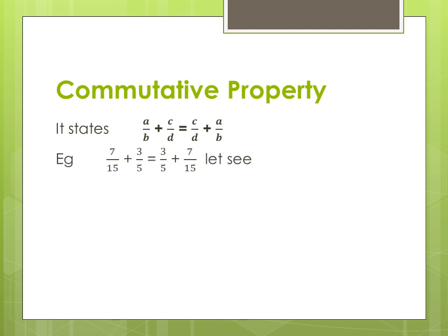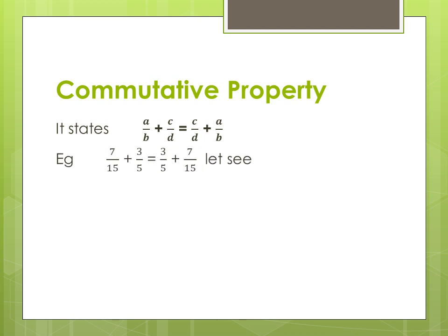We'll see the next property. Next property is called commutative property. The commutative property says that the order of addition can be reversed. Suppose a plus b can be written as b plus a. Same way for rational numbers, a upon b plus c upon d can be written as c upon d plus a upon b.